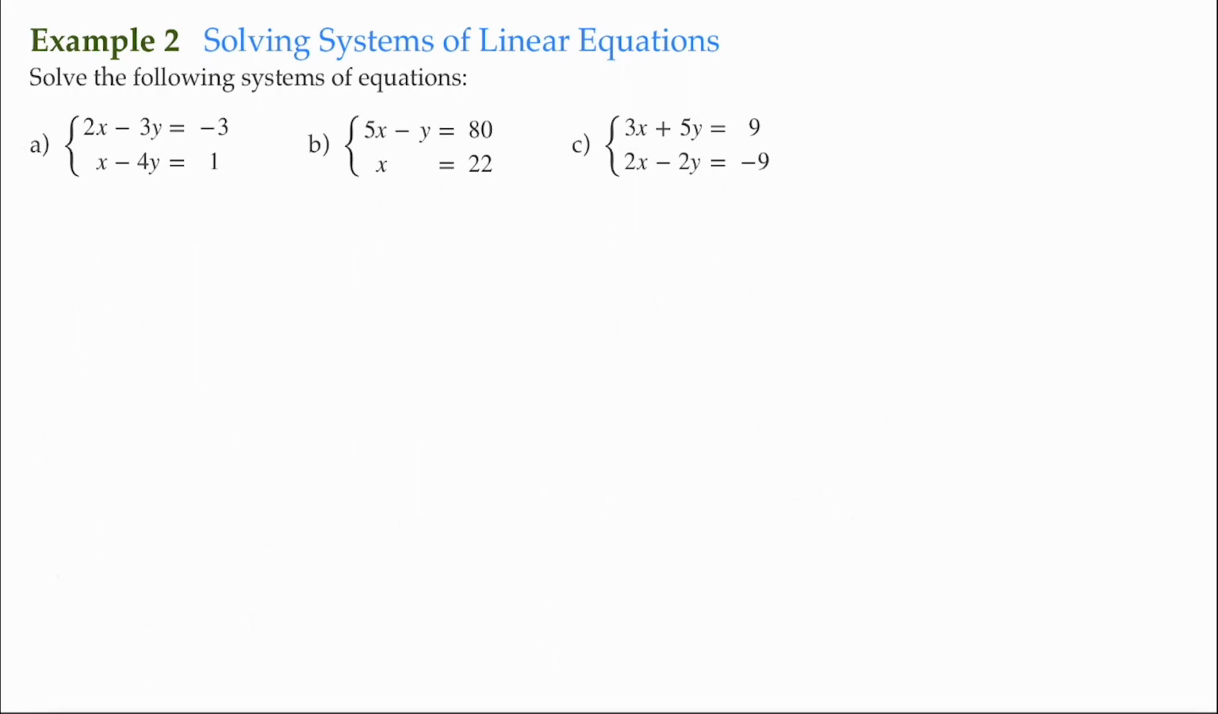So for this example, we are going to be solving systems of linear equations. And a system of linear equations is a group of linear equations that work together to solve problems. A system is identified by a large curly brace, as you can see them right here for each one of these problems. It's a large curly brace. And this brace encloses the equations.